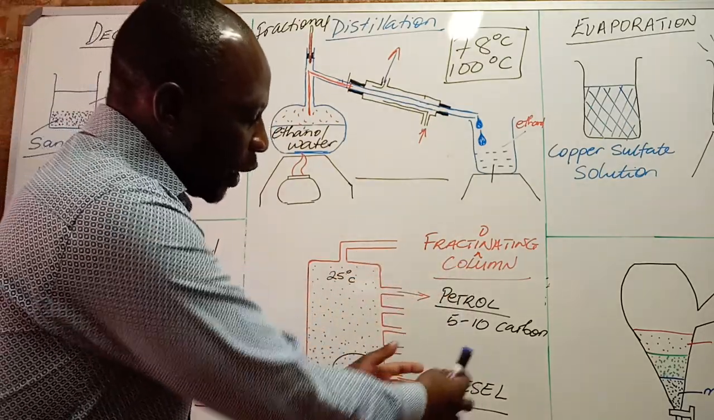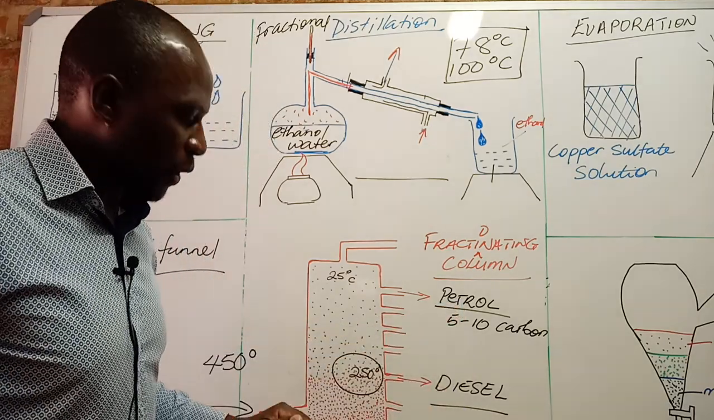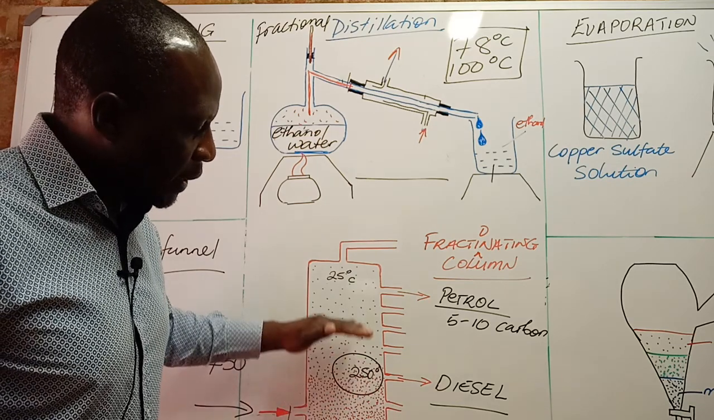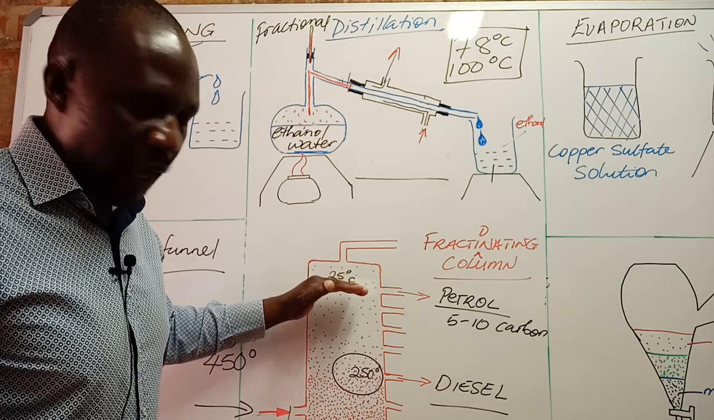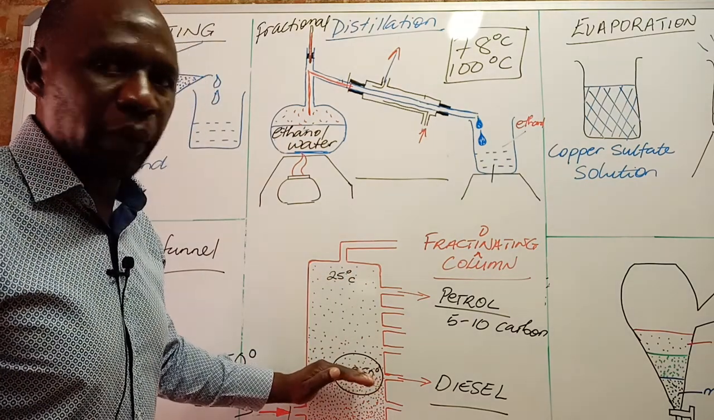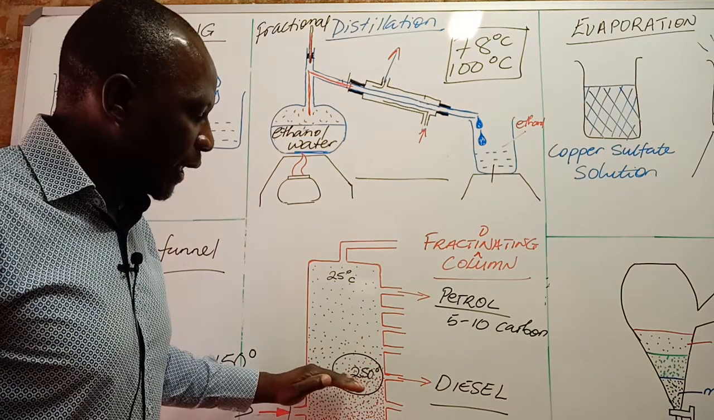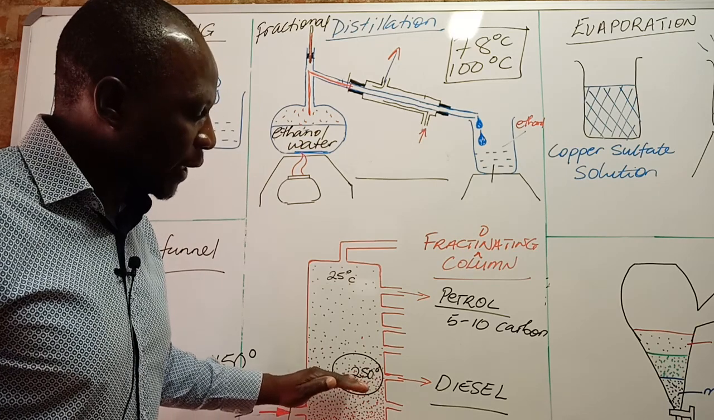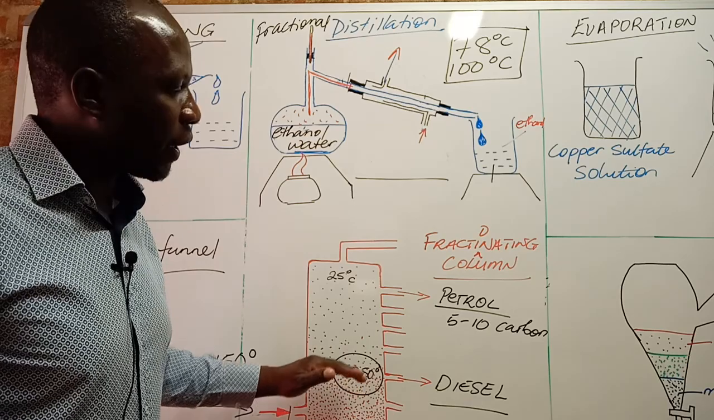So, because the molecules of diesel are heavier than the molecules of petrol, that makes them not able to rise way up in the fractionating column. They occupy the bottom space, the molecules of diesel. This is the reason why diesel is able to be collected at the bottom of the fractionating column.